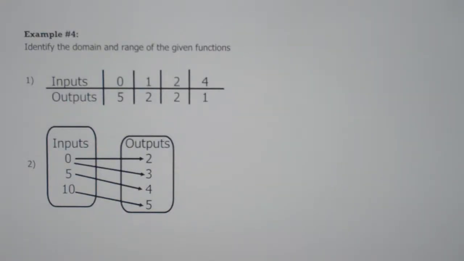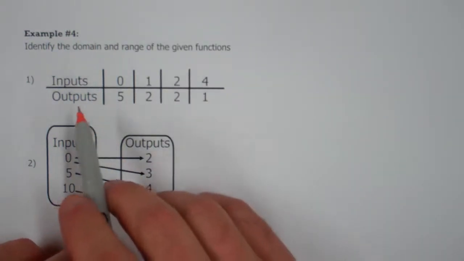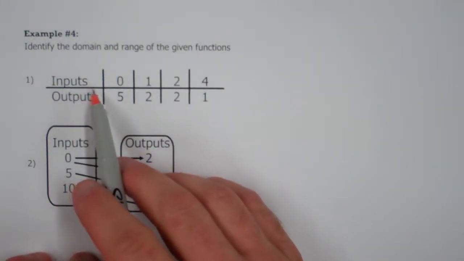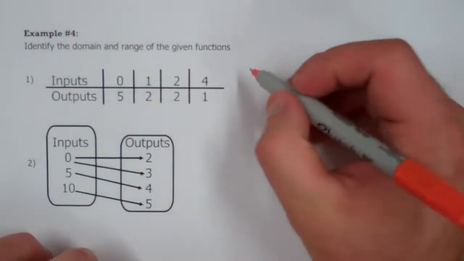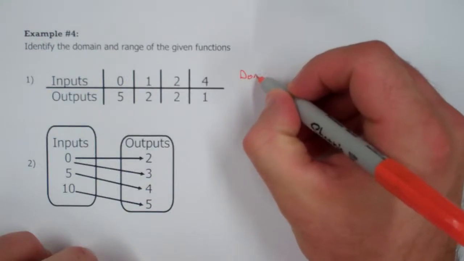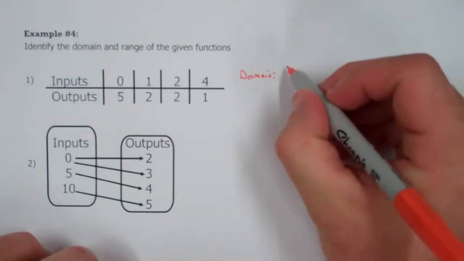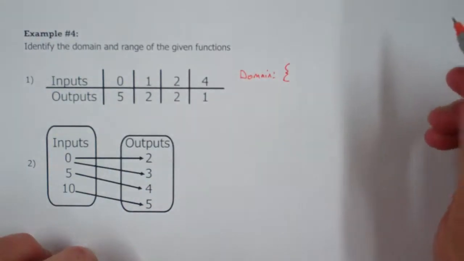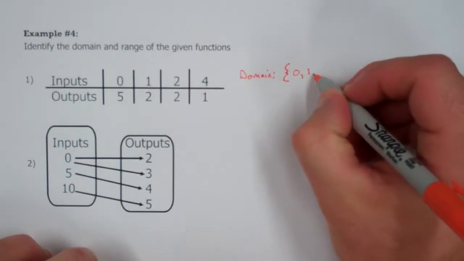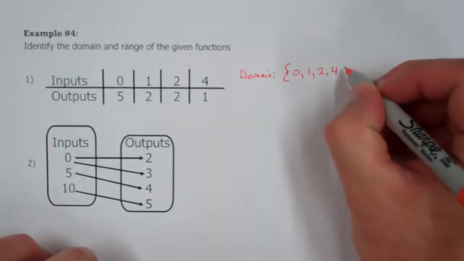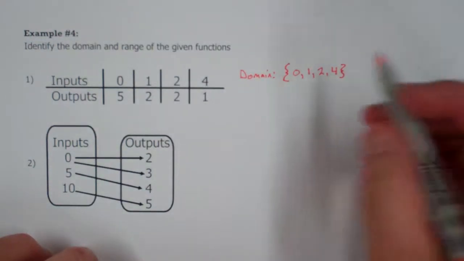In this example, we need to identify the domain and range of the given functions. The domain refers to the possible values, or in this case, the values of the inputs. So we usually write the domain and the range as sets of numbers. So you're going to see these curly braces here, and we're going to want to write 0, 1, 2, and 4 here. You usually go in order, but it's not required.